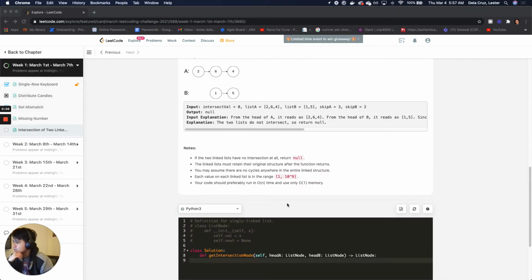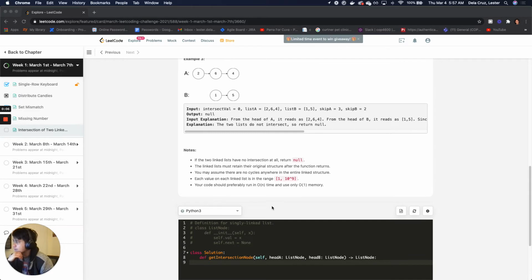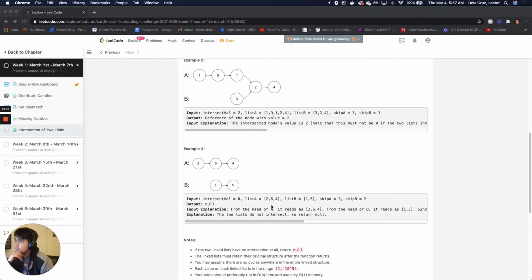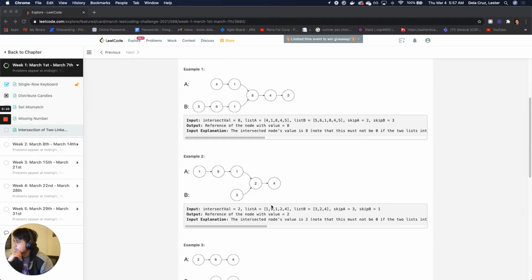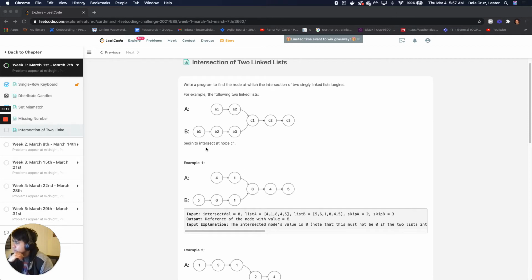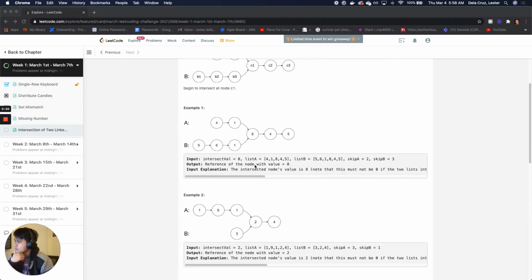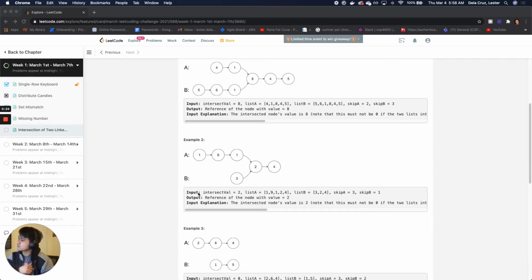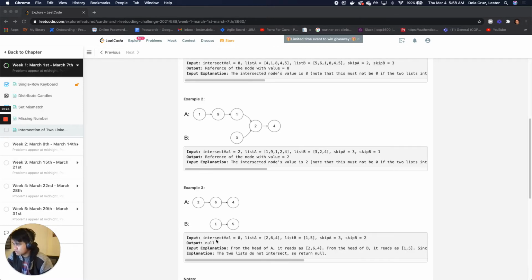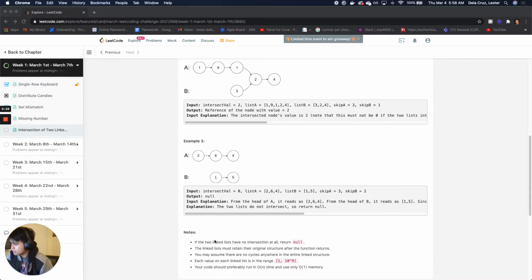We're going to do the next LeetCode challenge for March 4th. The next one is we're trying to figure out where the linked lists intersect. This one intersects at C1, so the answer should be C1. This one intersects at 8, the answer should be 8, and so on and so forth. If there's no intersection, we should return null.